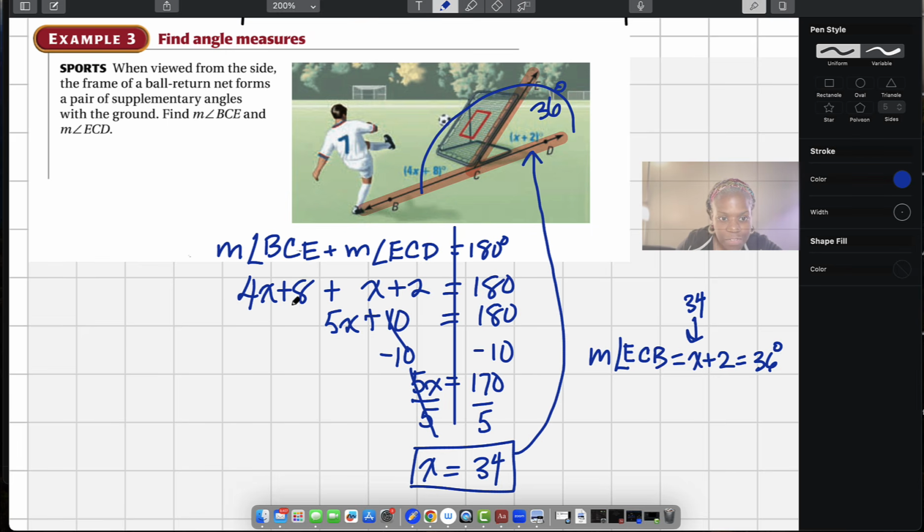So in order to find the measure of BCE, this angle over here, watch, I'm simply going to take 180 and subtract 36. When I do that, I get that this angle has to be equal to 144 degrees. And so that was a little bit easier to do. Did that make sense? If you felt uncomfortable, please feel free to plug the 34 into the 4x plus 8 and solve it that way.